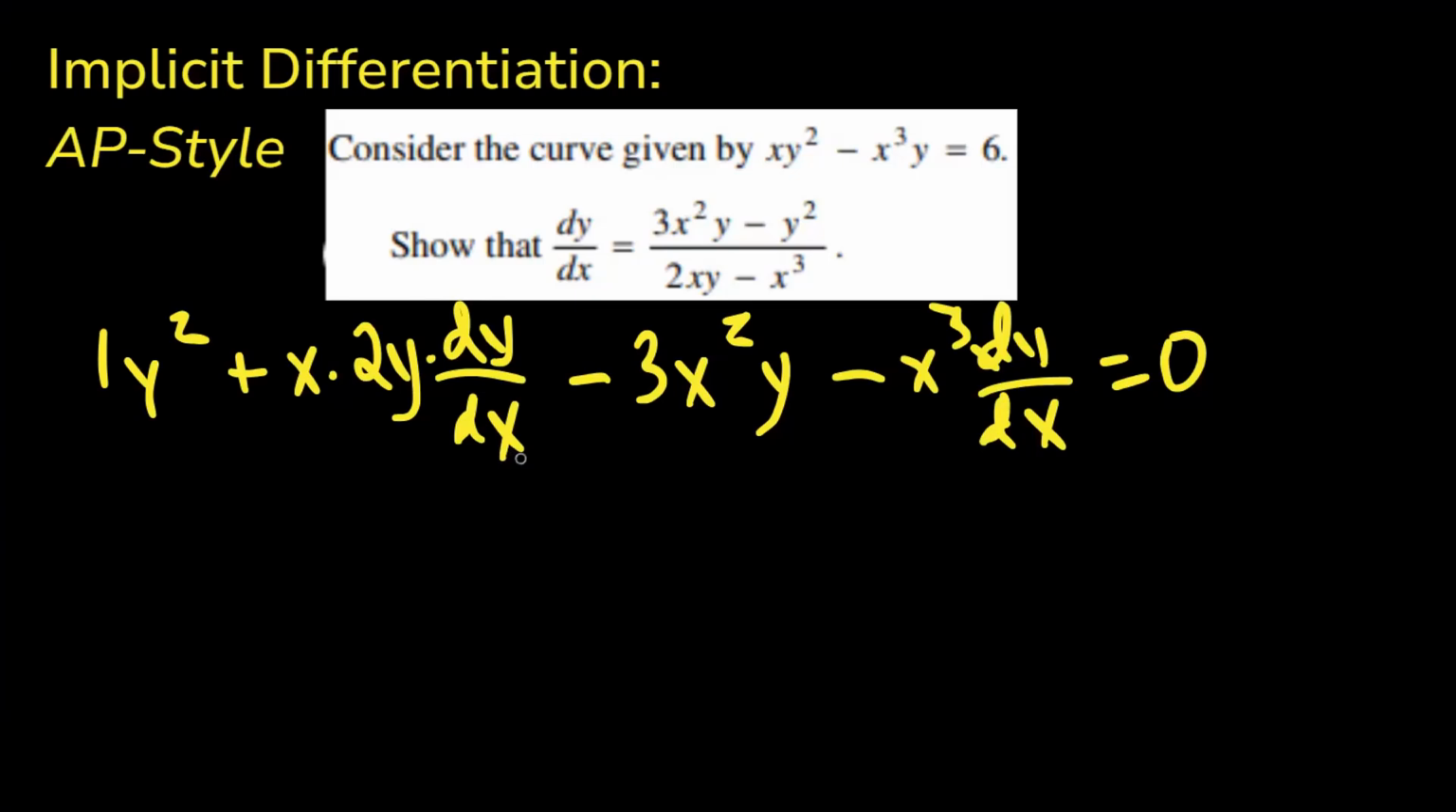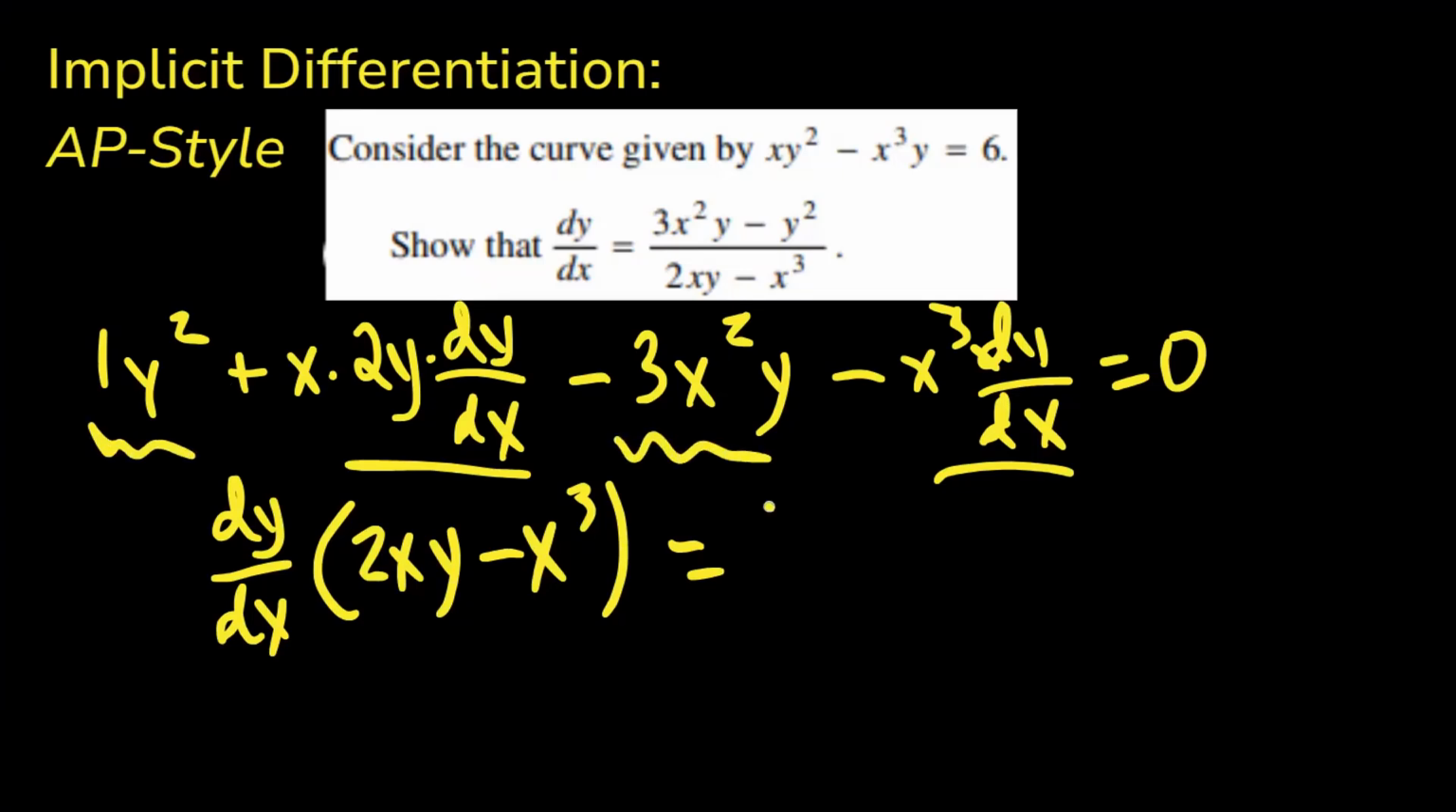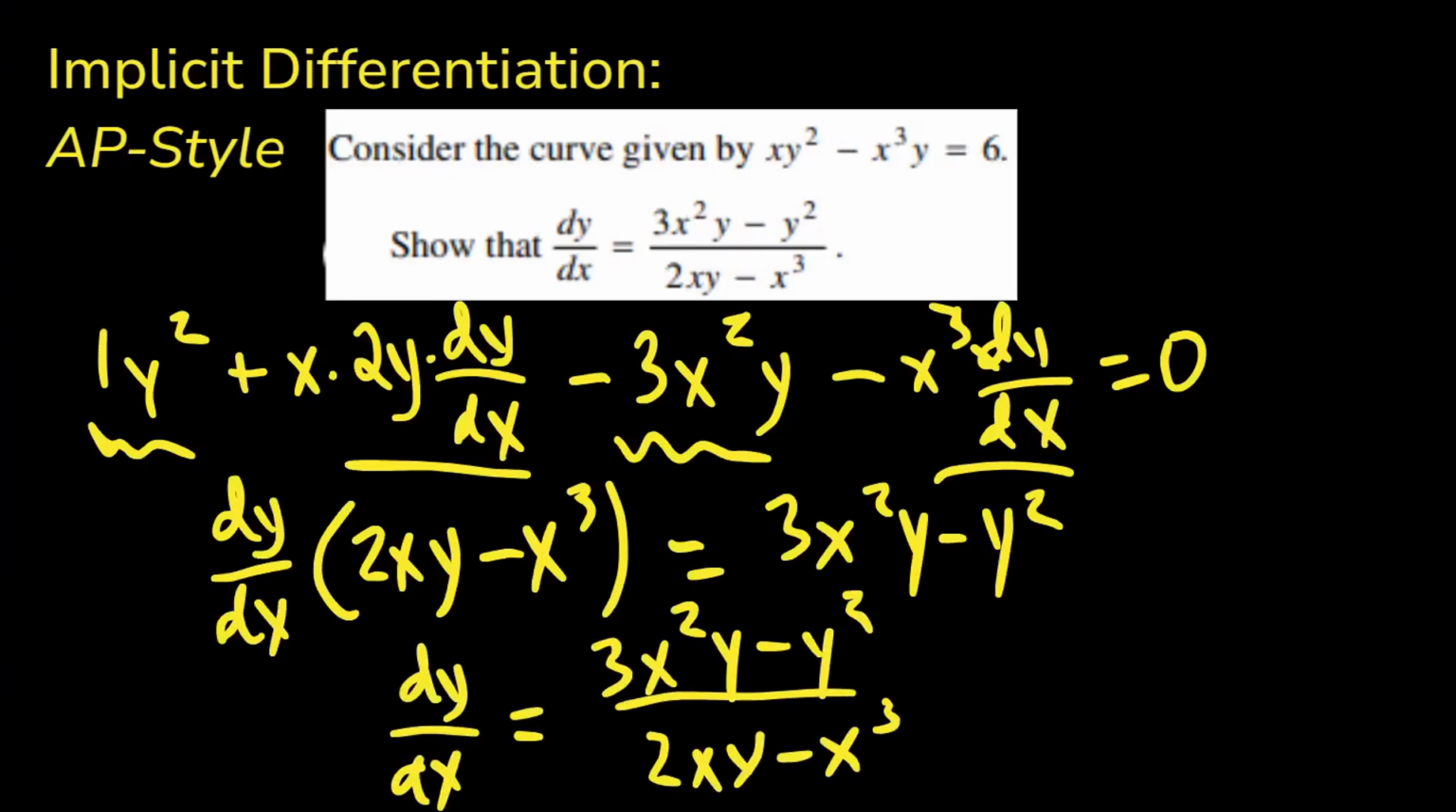Then I'm going to collect this term and this term together and factor out the dy dx at the same time. So I'd have equals, I'm going to subtract this term and add this term to the other side through. And then finally divide by that quantity. And there we have it.